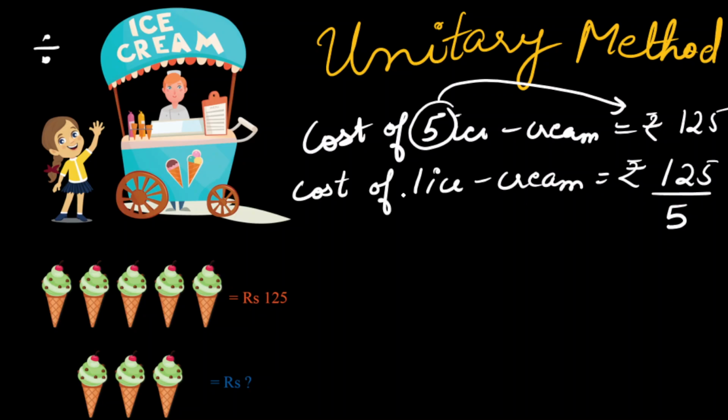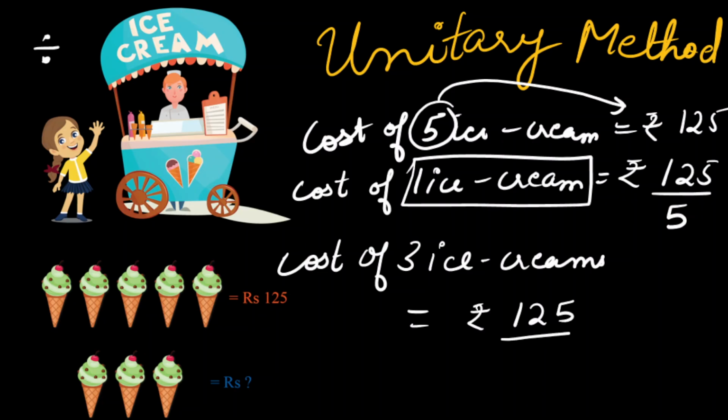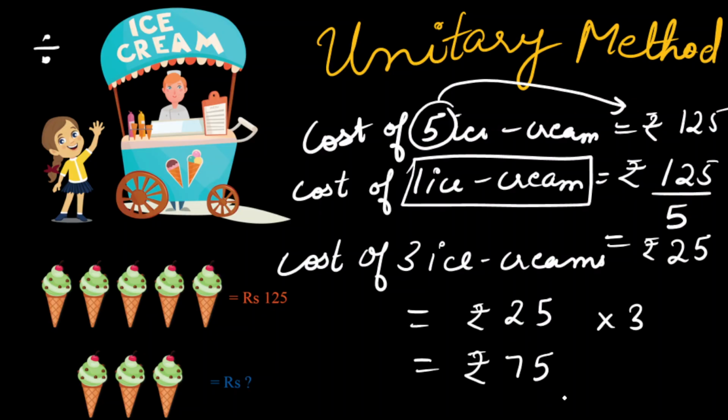We divide the cost by the number to find the cost of 1. And in the second step, the statement is third but the step is second, the cost of 3 ice creams, here we'll multiply. So 125 divided by 5 gives 25. Now this 25 you can multiply with 3. 25 multiplied by 3, you'll get rupees 75 as the answer.